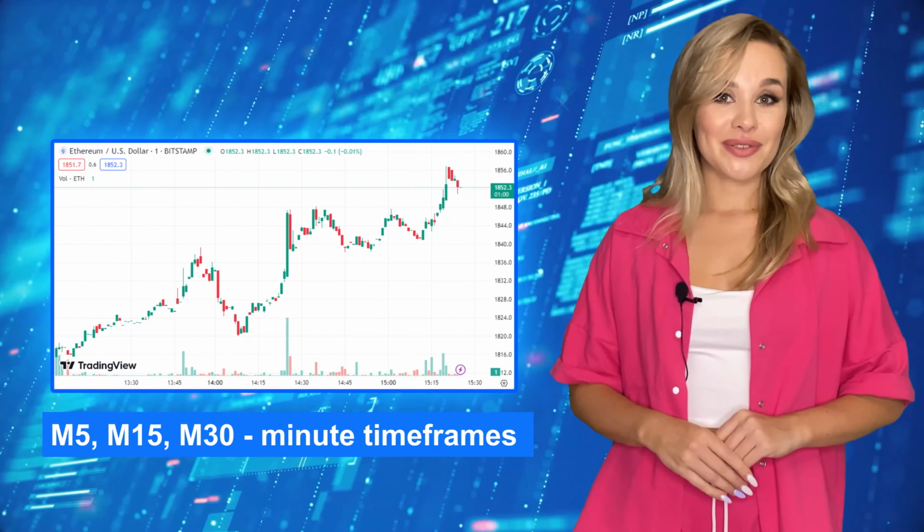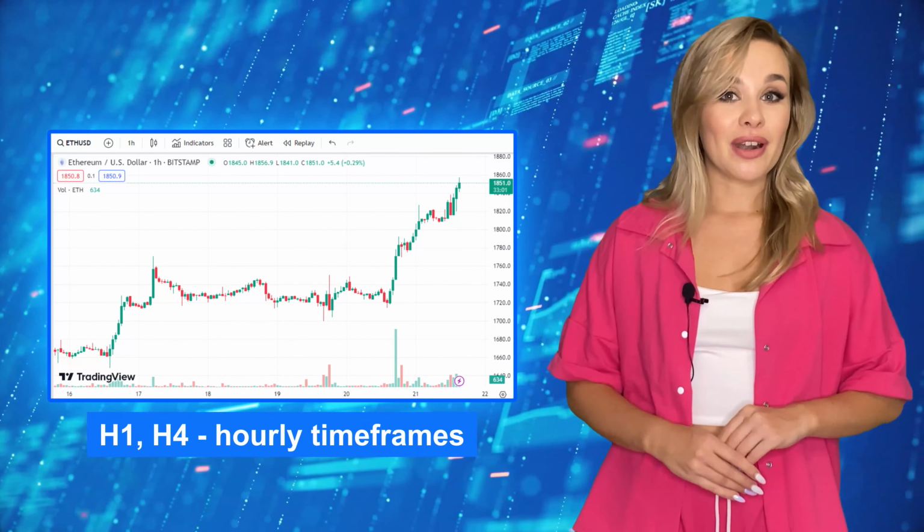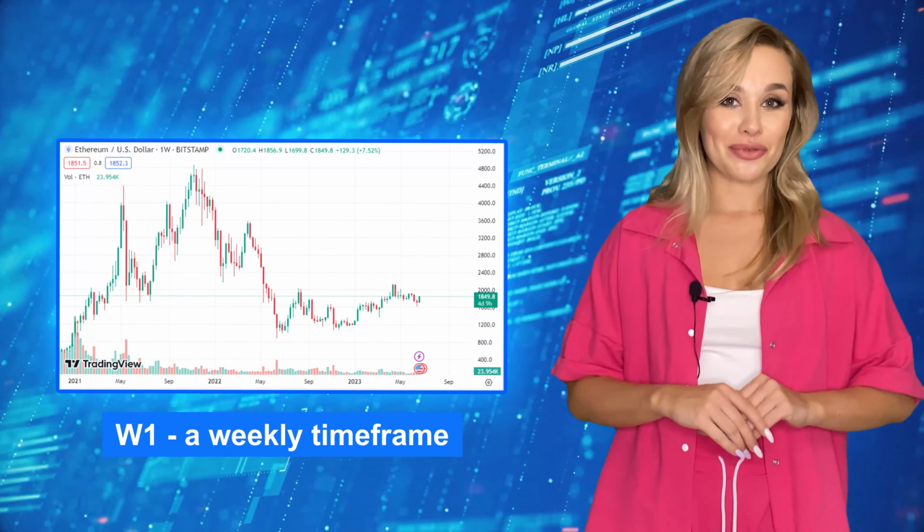These are the kinds of time frames: M5, M15, M30, minute time frames; H1, H4, hourly time frames; D1, a daily time frame; and W1, a weekly time frame.